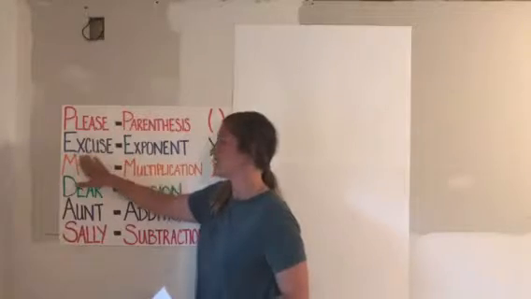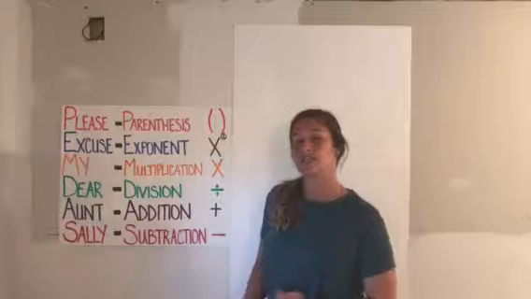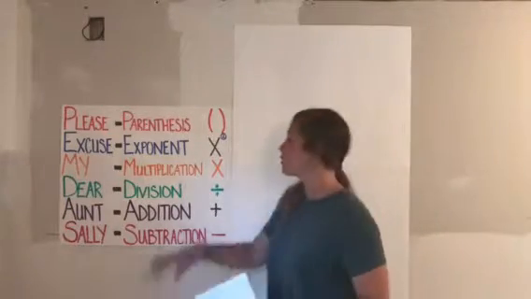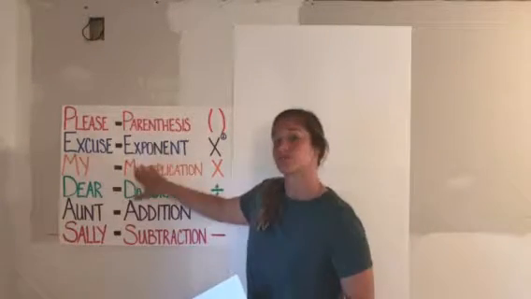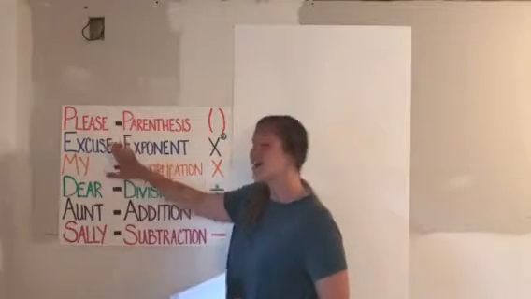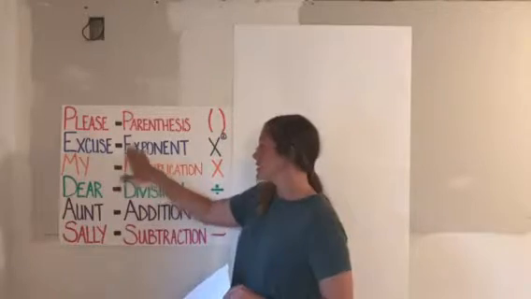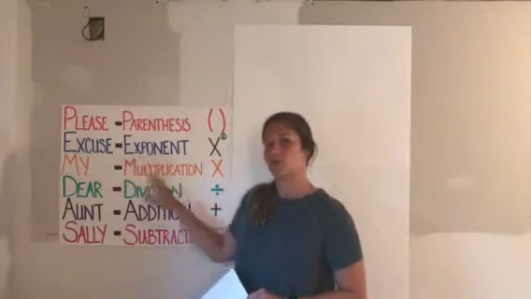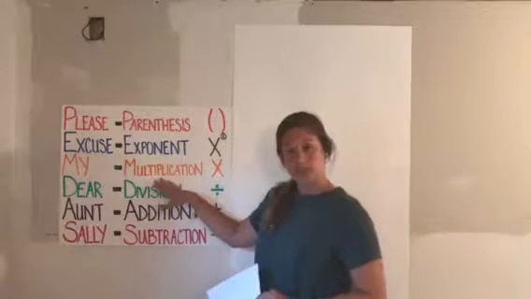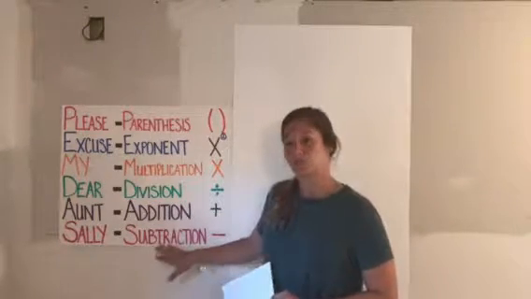The next is going to be the E for exponent. Now we will not be going over exponents this year in class. You'll learn that later on in the next couple of grades, but it is very important to know the order of Please Excuse My Dear Aunt Sally. It is very important to remember where that exponent does lie in the order of operations. The next one will be the multiplication, and then the division, addition, and then lastly subtraction.